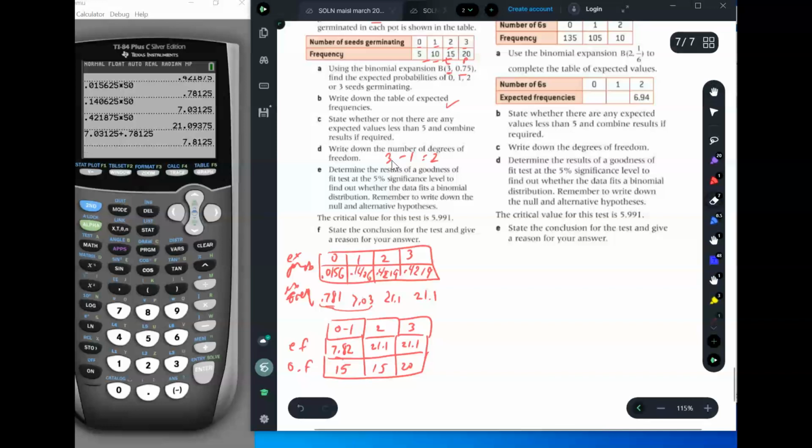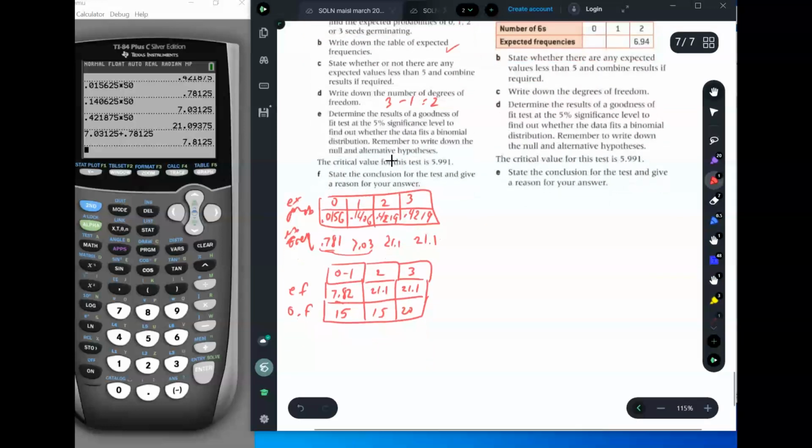Okay, so the null hypothesis is that seeds germinating is distributed binomially. And then the alternative hypothesis is that seeds germinating is not distributed binomially.